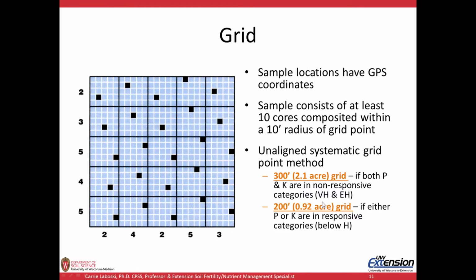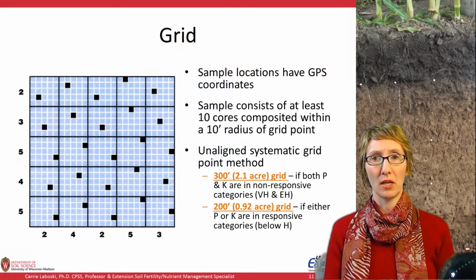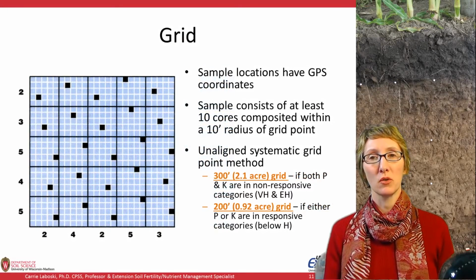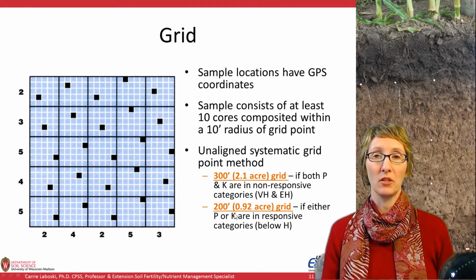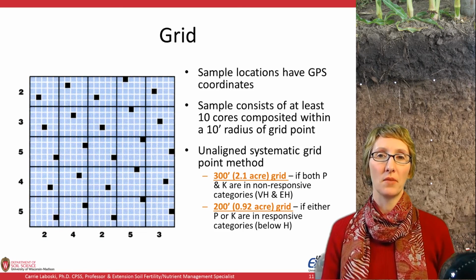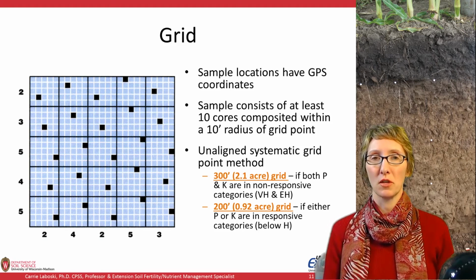Now, if the previous time you sampled, soil test levels were high or below, okay, so that's the responsive range, we suggest a grid size of 200 feet or a 0.92 acre grid. Much tighter. The reason is there's likely going to be more variation in soil test level when we have lower soil test levels where you're going to need nutrients, and those changes, say between a soil test that's testing low versus one that's testing optimum, can make a huge difference in a recommendation. So you want a tighter grid to more accurately characterize variability.